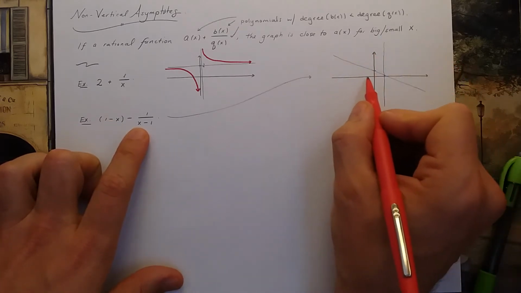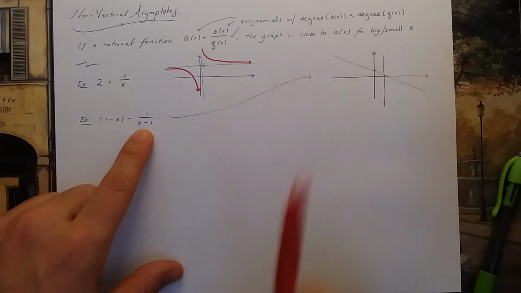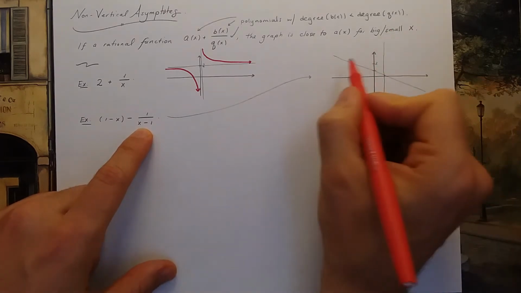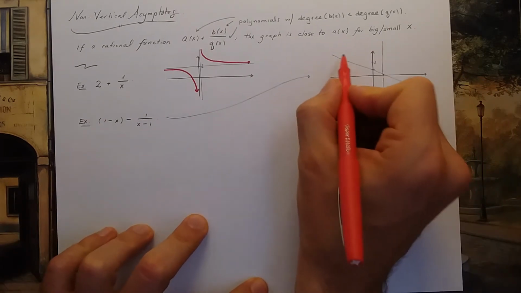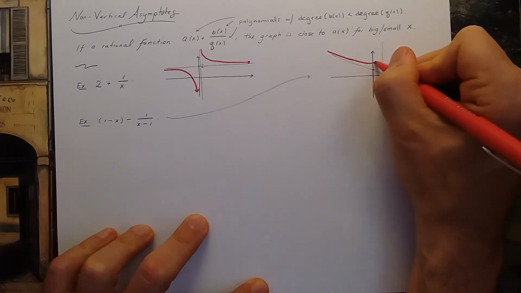I could determine that the function is slightly above the line by plugging in values for x that are negative, or I could say plug in x equals 0. If I plug in x equals 0, I get 2, meaning that the graph is in this region here, behaving similar to what I'm drawing in red.